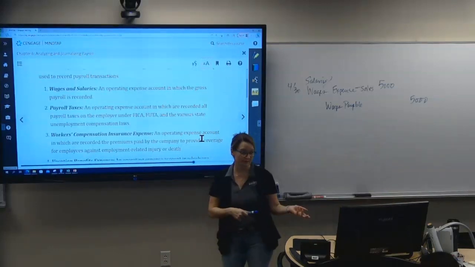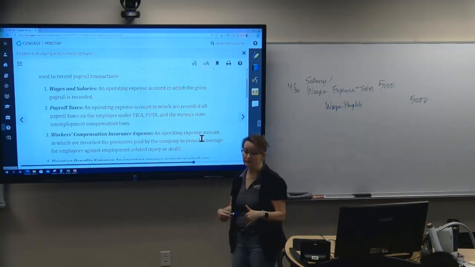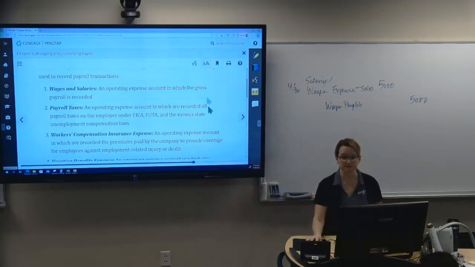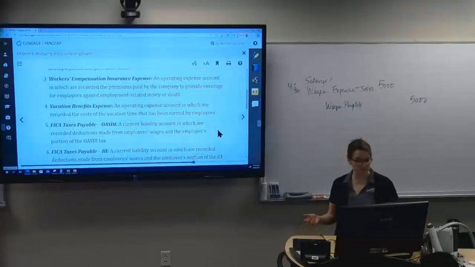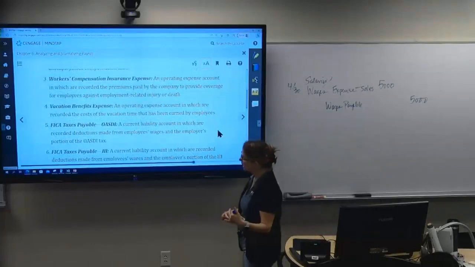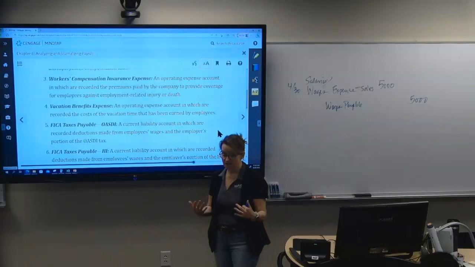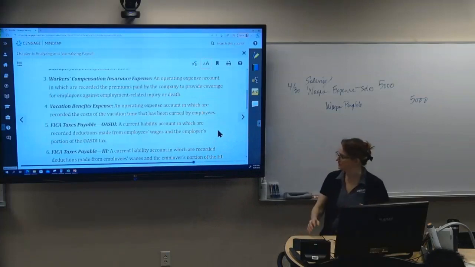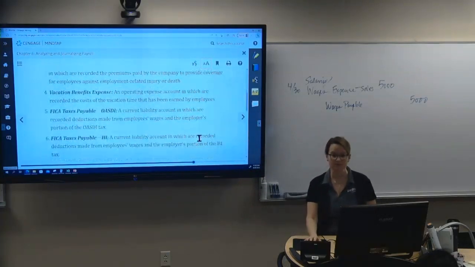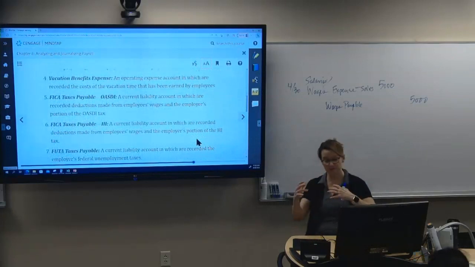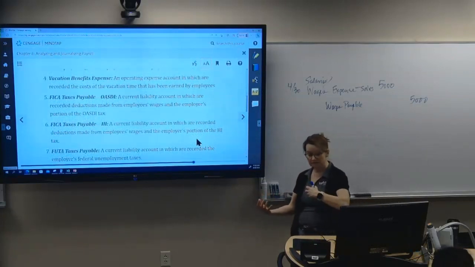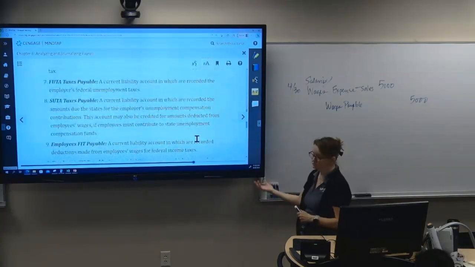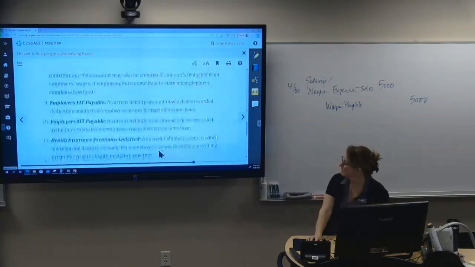That would refer to the payroll taxes that the employer is responsible for. Okay. Workers' compensation insurance expense. So that's that workers' compensation that we talked about for injuries or illness that occurs on the job. If it doesn't occur on the job, it is not going to be covered by workers' comp insurance. Vacation benefits, which we just talked about. FICA taxes payable. Remember, that's going to be a liability. We're going to divide up between the Social Security and Medicare taxes. FUTA taxes payable and SUTA taxes payable. These are all liability accounts as well.